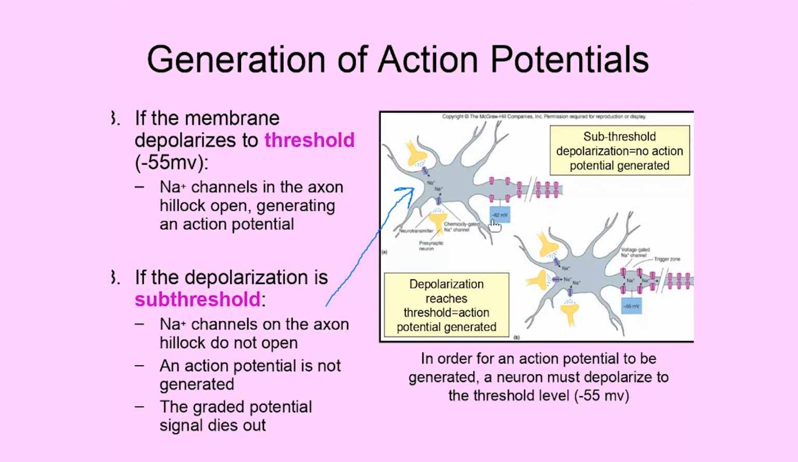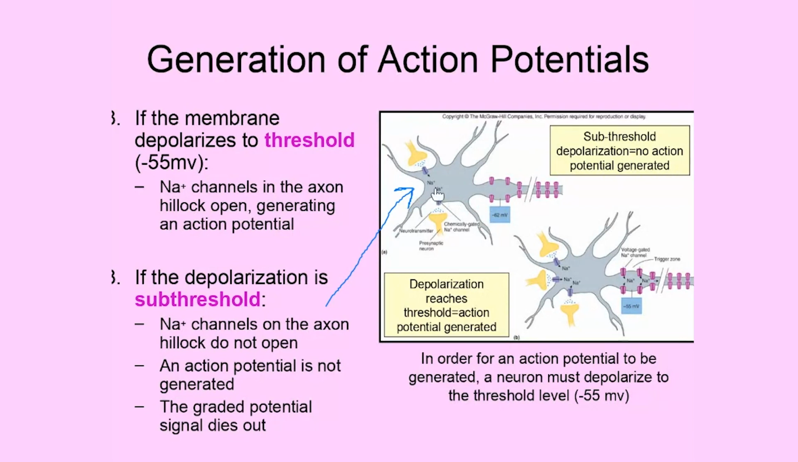In this case, it says that we're going from a difference of negative 70 millivolts to, if you can see this number right here, negative 62 millivolts. So we've become a little bit less negative on the inside, about 8 millivolts less negative, going from negative 70 to negative 62. This is what's known as a subthreshold depolarization. We have to hit a threshold depolarization of negative 55 millivolts.